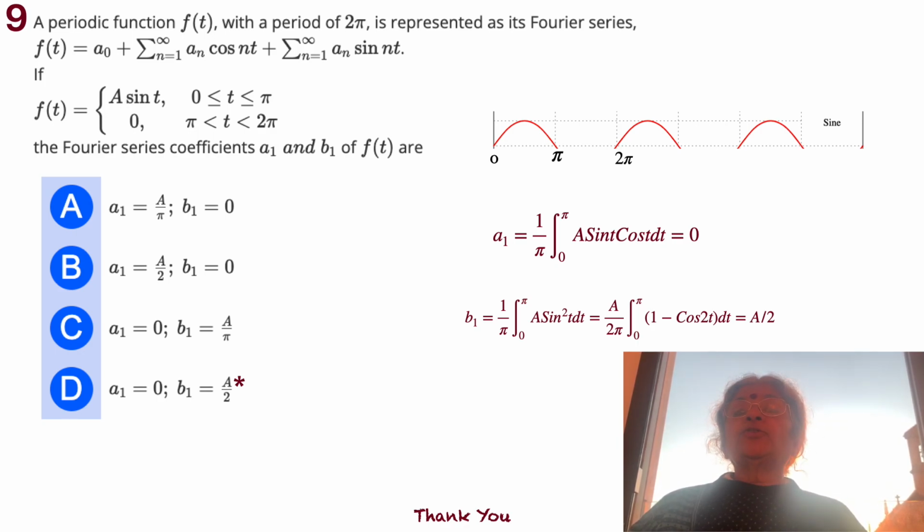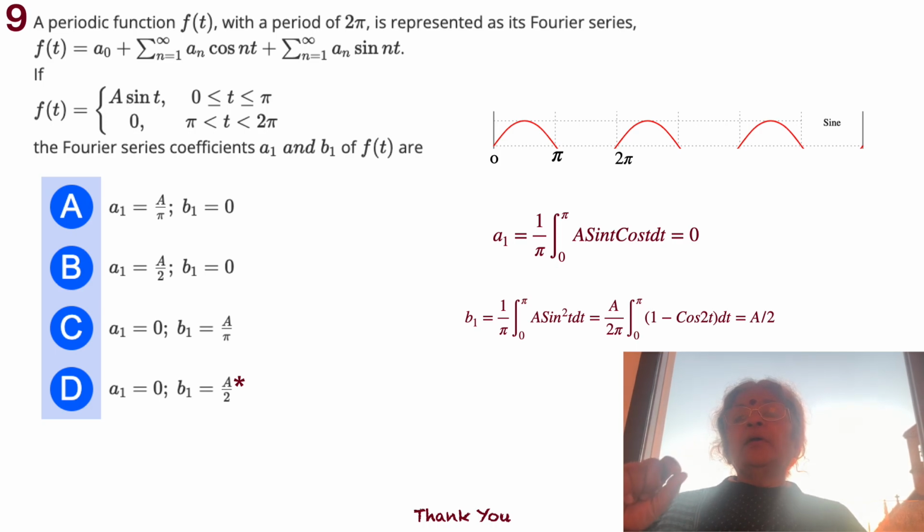Now what we need to find out is the Fourier coefficients a1 and b1. So for a1, we have 1 by pi, as pi is the period. Take the integral from 0 to pi of A sin t, which is what exists between 0 and pi. Thereafter it's 0. That's why we take only from 0 to pi. Otherwise, you could have taken from 0 to 2 pi, the entire period. Multiplied by cos 1t to get a1.